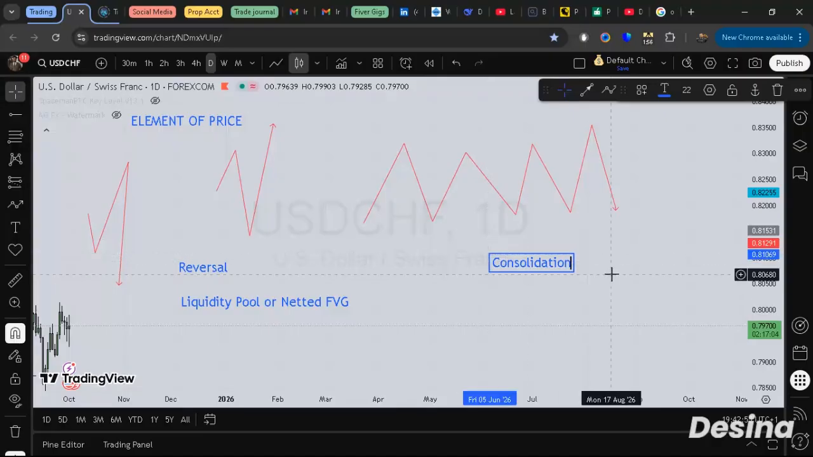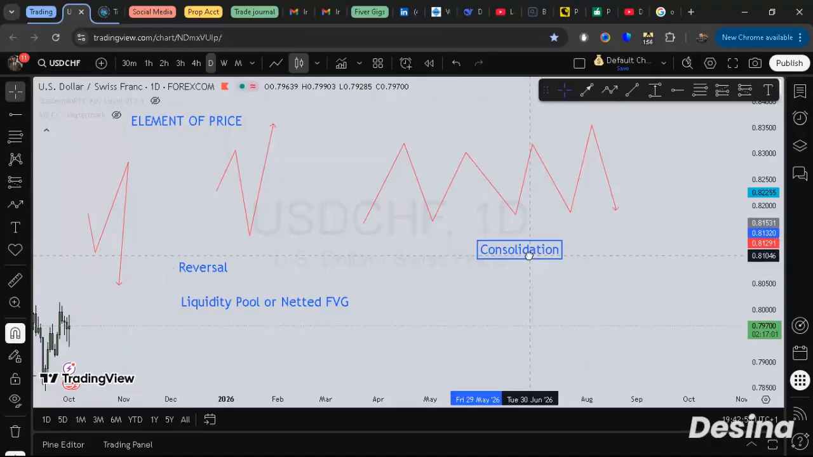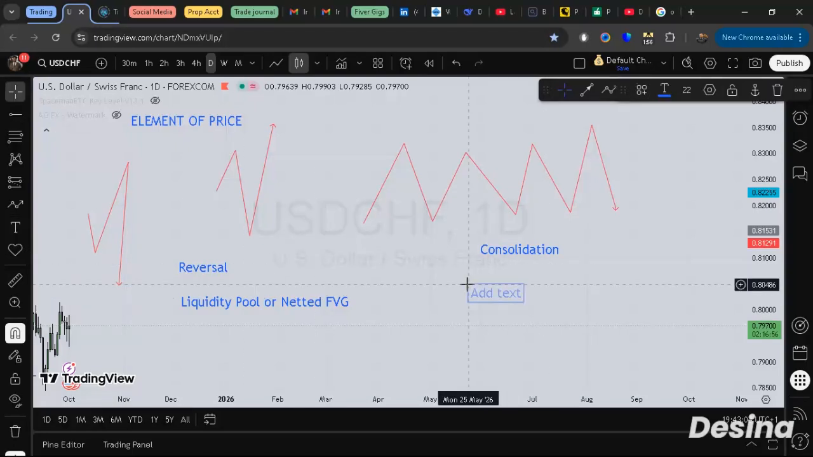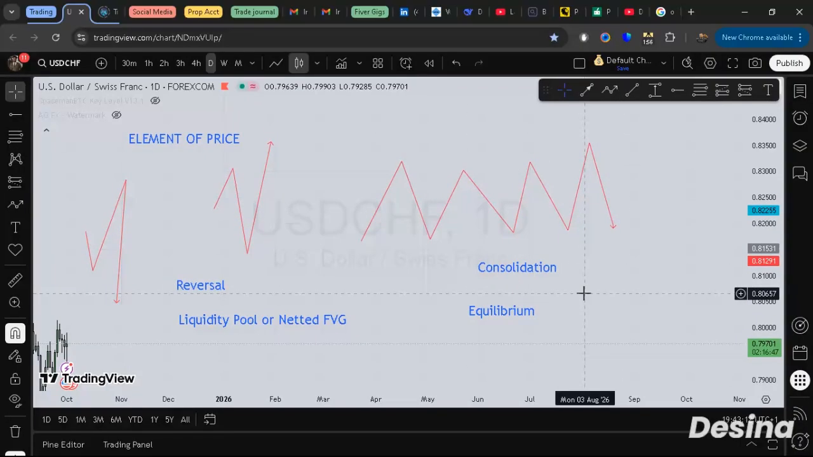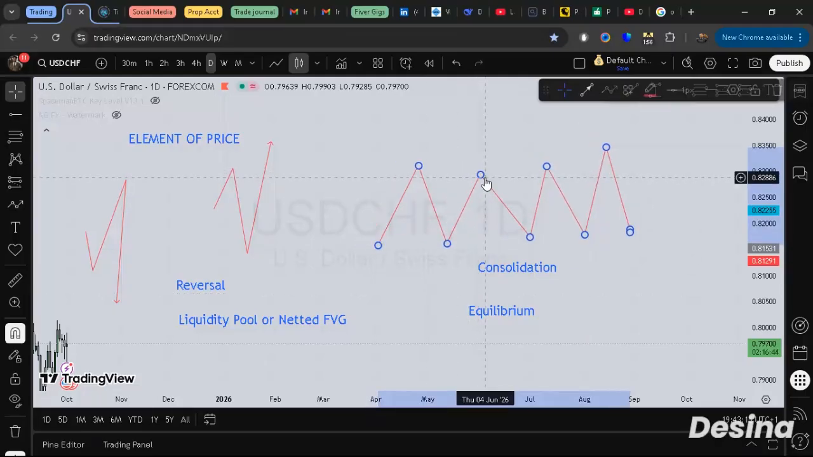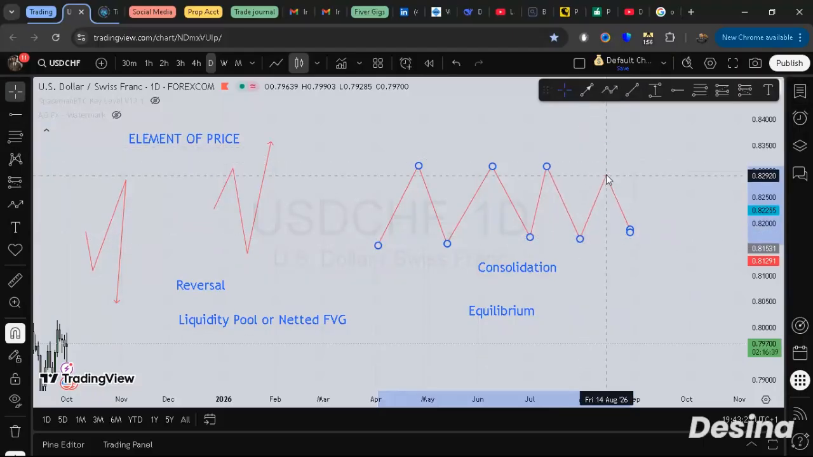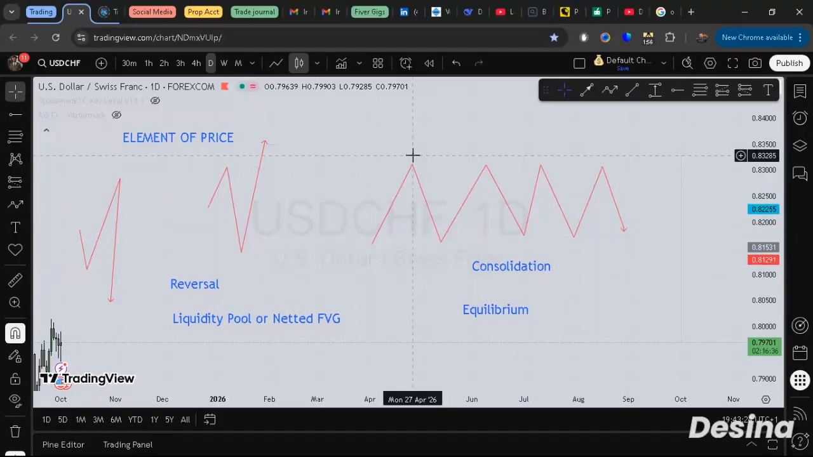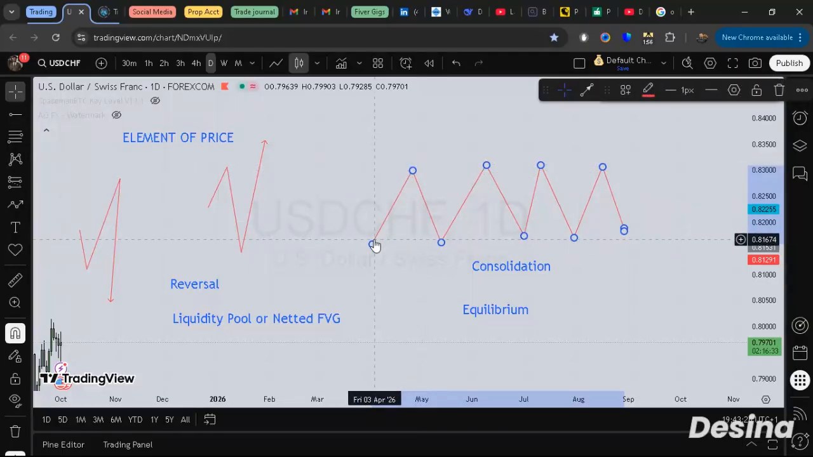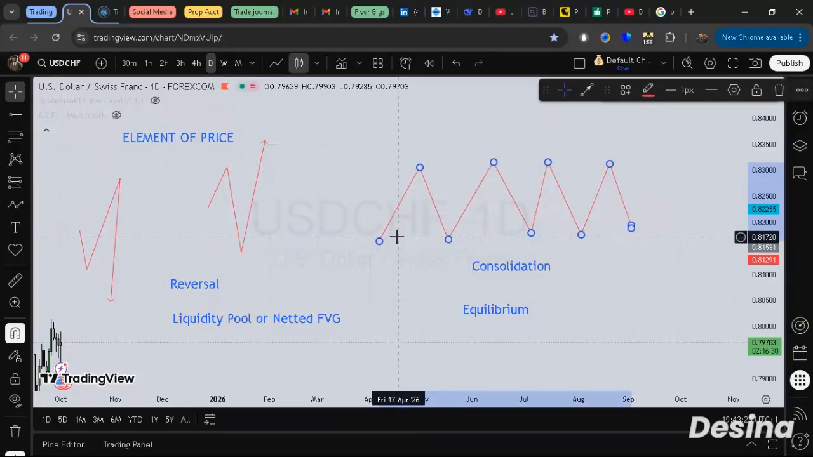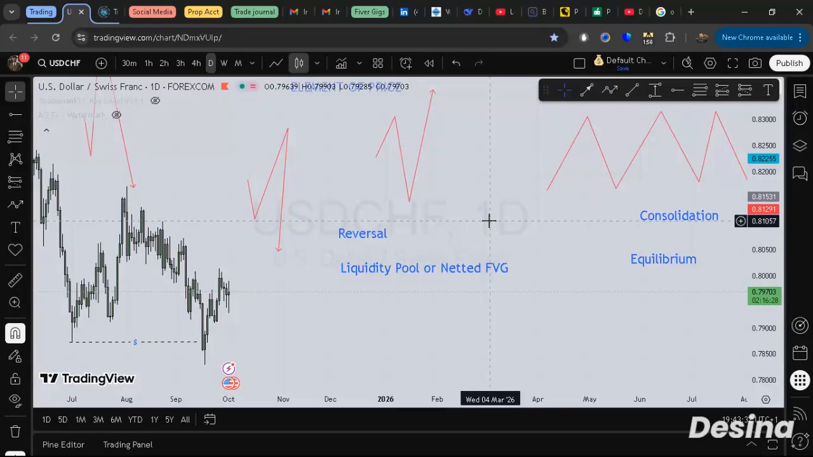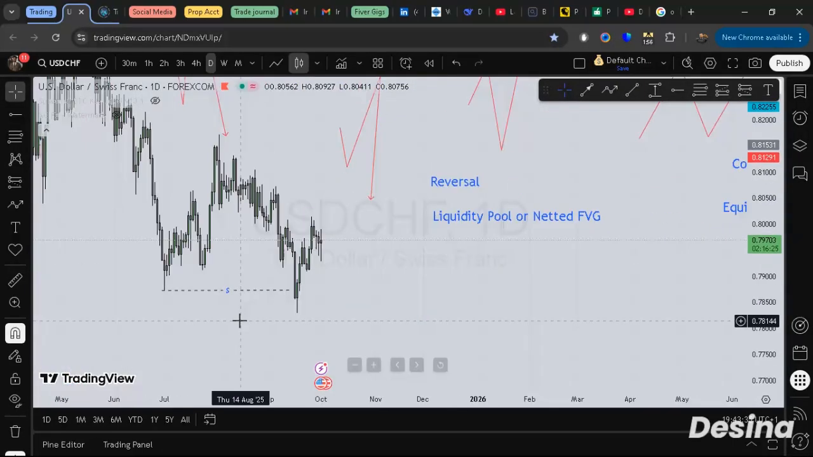Although I don't trade consolidation, people trade it. The reference point for consolidation is equilibrium, and that's where you get to use your fib tool. It's just within a range, the 50% fib level, but not much, just consolidation. Like I said, people trade it, but I do not trade it. It's risky to trade, but if you know how to trade it, your choice.